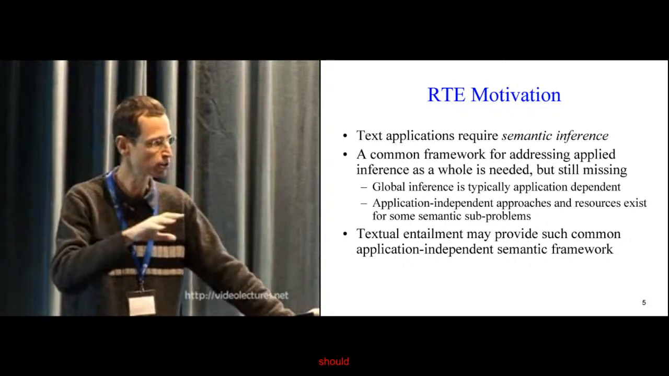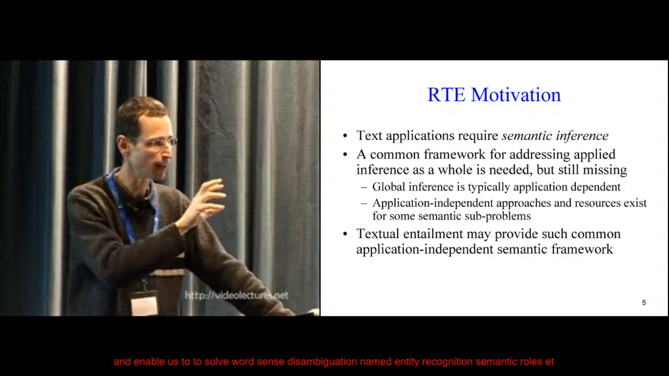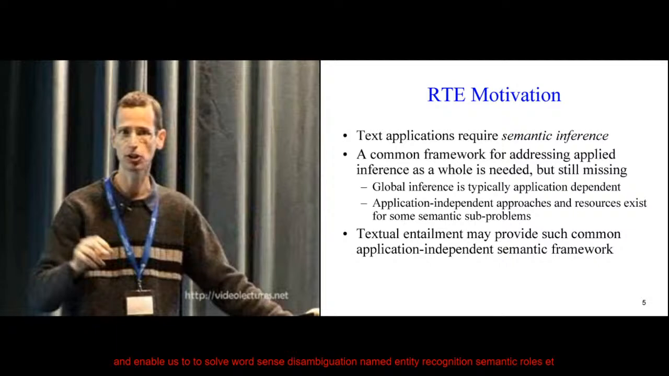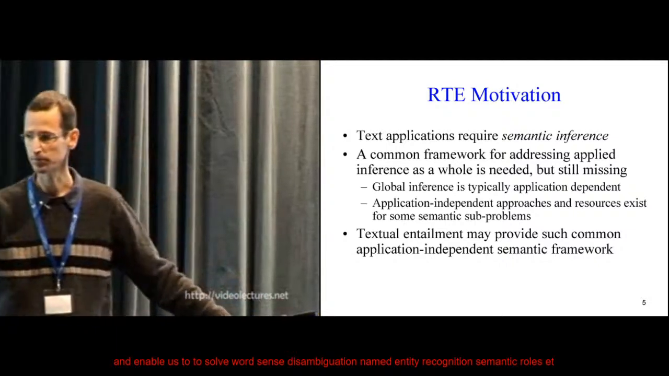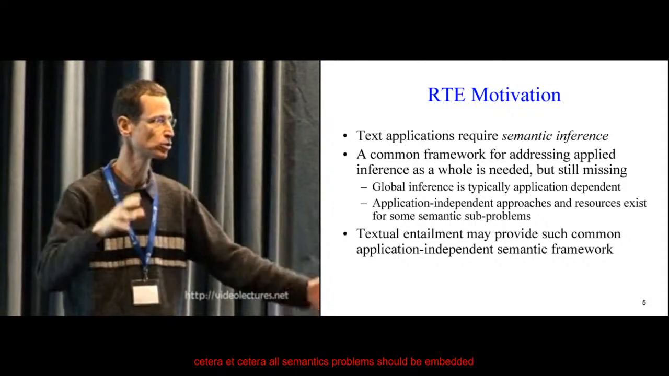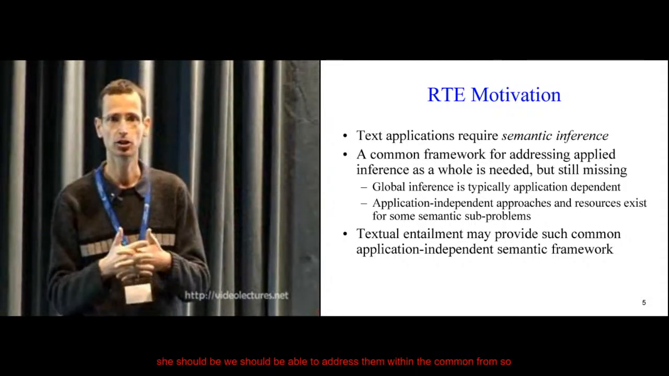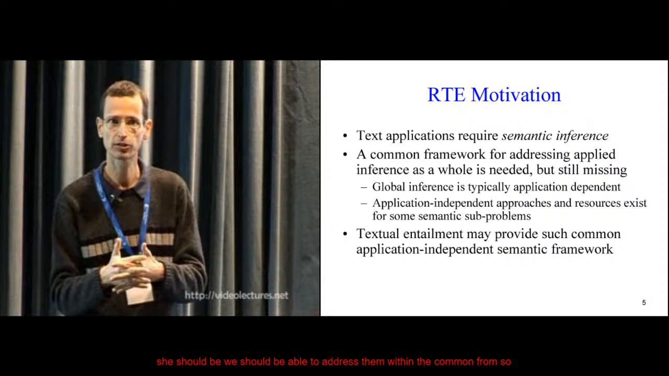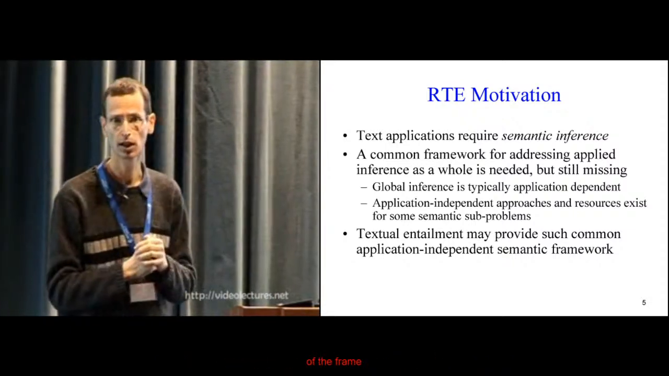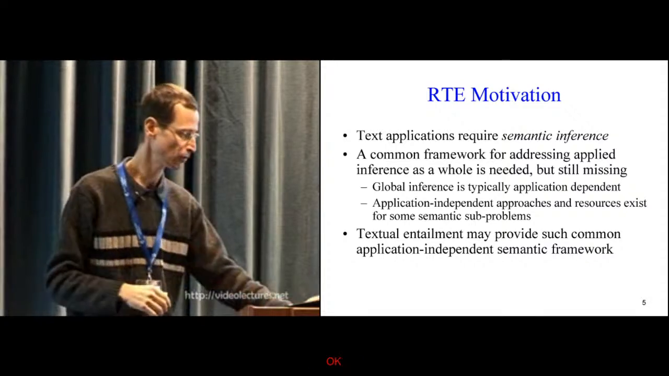So this framework should enable us to solve word sense disambiguation, named entity recognition, semantic roles, etc., etc. All semantic problems should be embedded. We should be able to address them within the common framework. So that's basically what we need. These are the two desiderata of a framework.